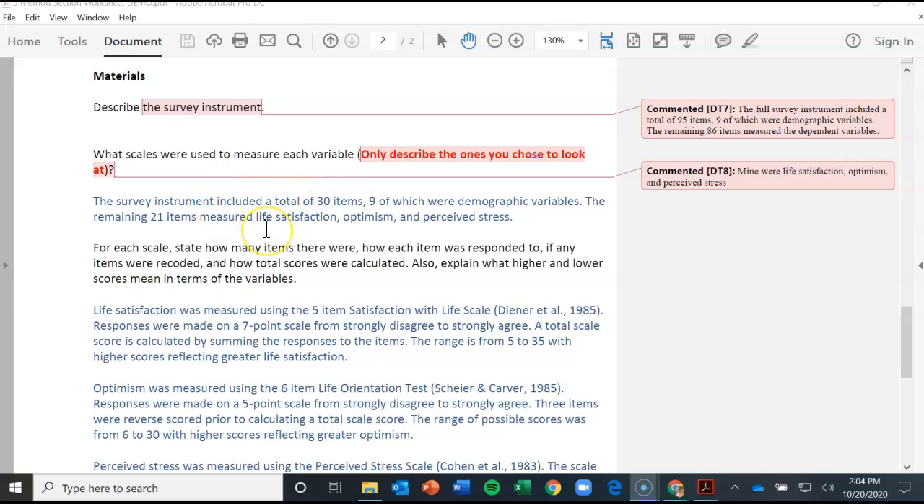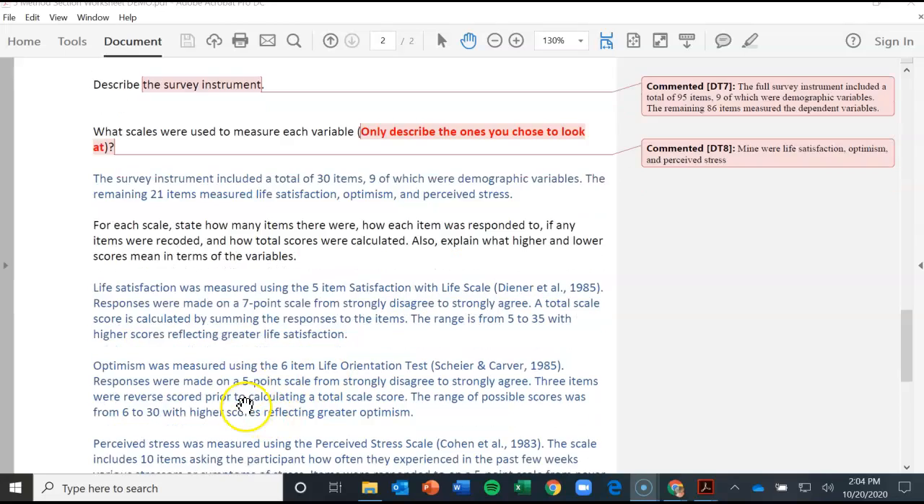And then I looked in the Pallant book to remind myself how many items are on each of these scales. And I added them up, and there are a total of 30 items. 9 of those are demographic variables. The remaining 21 items make up the measures of life satisfaction, optimism, and perceived stress.